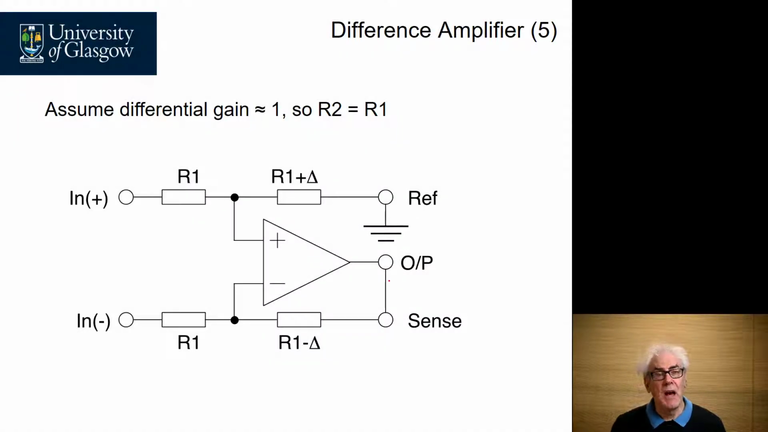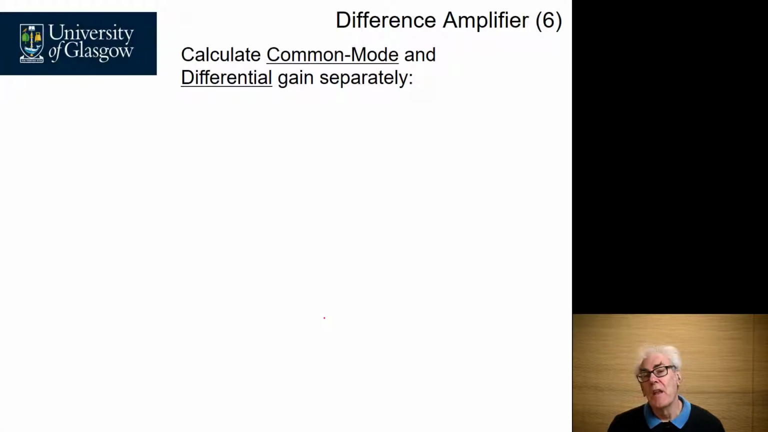Just to make the maths easier, we've assumed that the differential gain of the difference circuit is approximately 1. Therefore, R2 is going to be equal to R1. Replacing that into the circuit, we can see that we've got R1 plus delta and R1 minus delta here. Now we want to calculate two different sets of analyses: the common mode gain and the differential gain. We want to do these separately so we can compare their impact on the final result of the circuit.